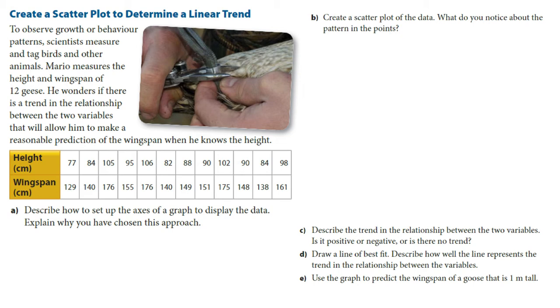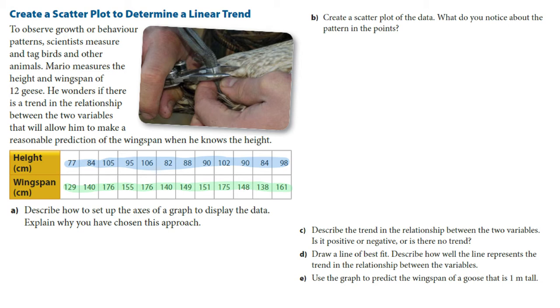Scientists measure and tag birds and other animals. Mario measures the height and wingspan of 12 geese. He wonders if there is a trend in the relationship between two variables that will allow him to make a reasonable prediction of the wingspan when he knows the height. So if you look at the data here, he has the height of a number of different geese in centimeters, and then he has their wingspan in centimeters. And he wants to know, basically, is there a pattern between the height of the bird and its wingspan?